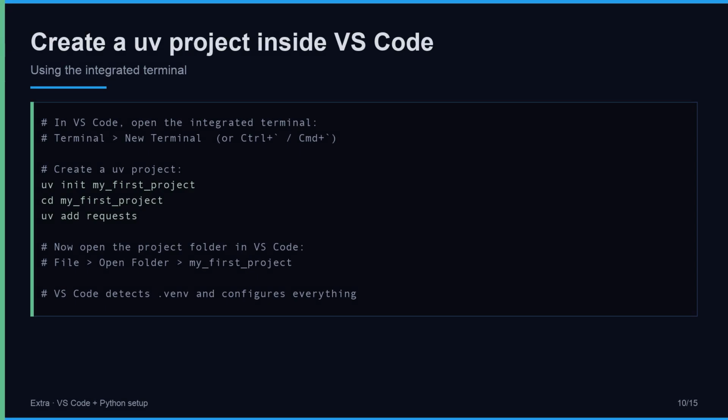Here is the full workflow inside VS Code. Open the integrated terminal: terminal menu, new terminal, or press Ctrl backtick. Create a UV project with uv init. Navigate into it. Add requests with uv add. Then open the project folder in VS Code: File, Open Folder. VS Code detects the .venv folder automatically and configures the Python extension to use it. You are ready to code. This is the workflow you will use for every project in the rest of this course. The workflow you will use daily.